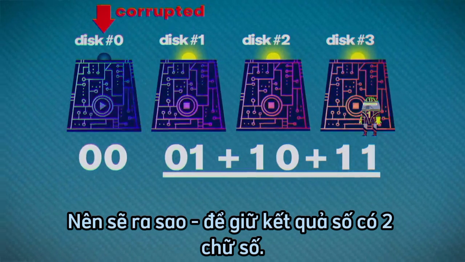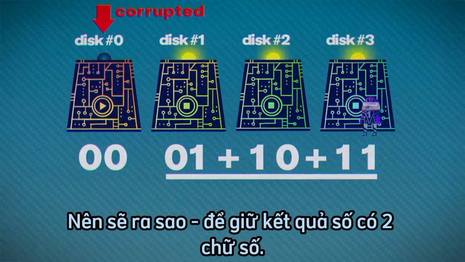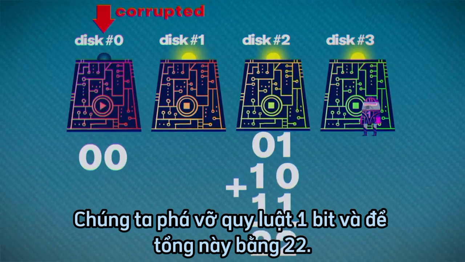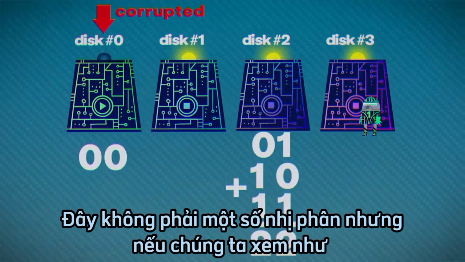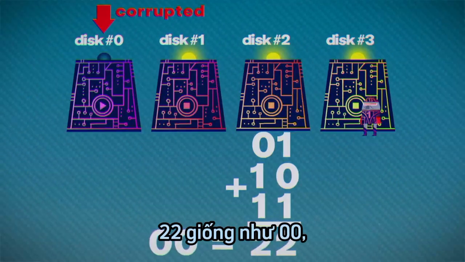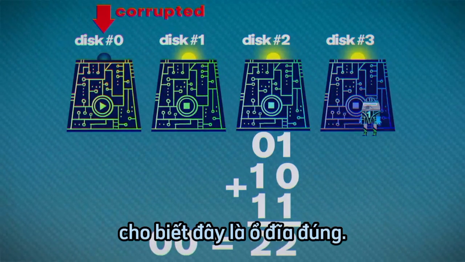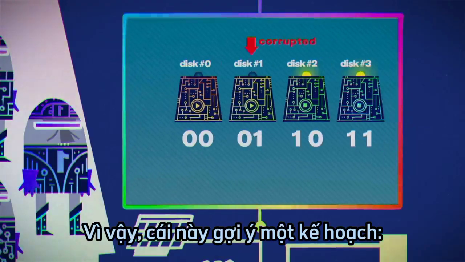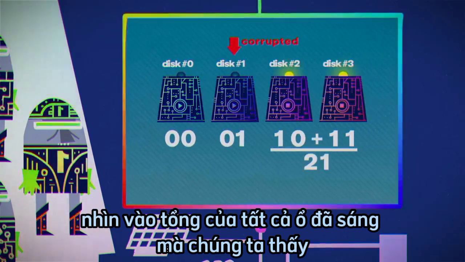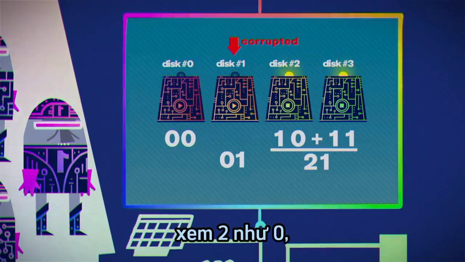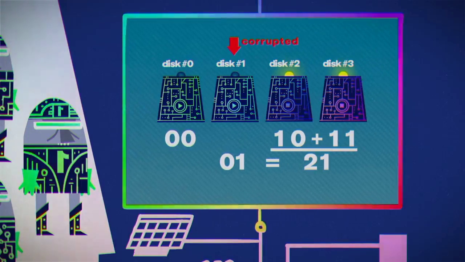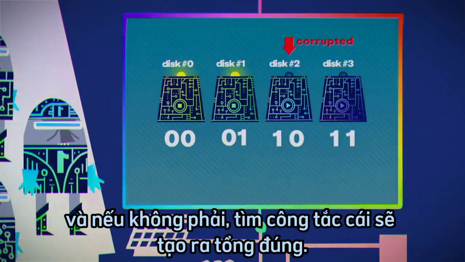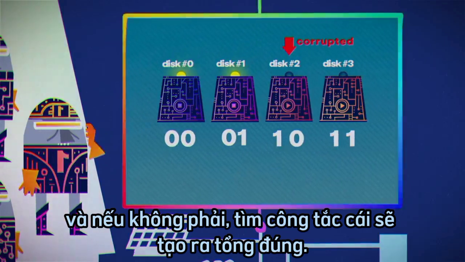So what if, to keep the result a 2-digit number, we break the rules a bit and let this sum equal 2. That's not a binary number, but if we regard 2s as the same as 0s, that does indicate the correct disk. So this suggests a strategy. Look at the sum of all the lighted disks we see, regarding 2s as 0s. If it's already the correct result, flip 00, and if not, find the switch that'll make the sum correct.